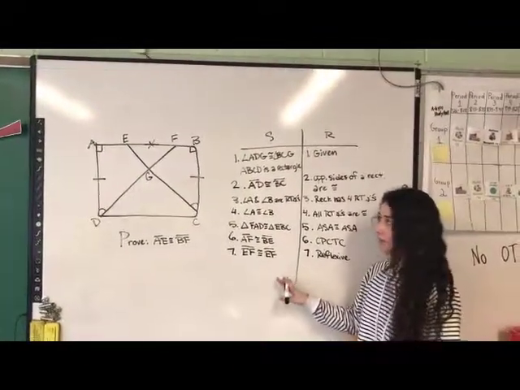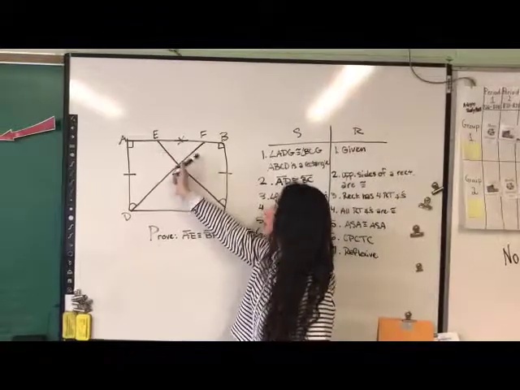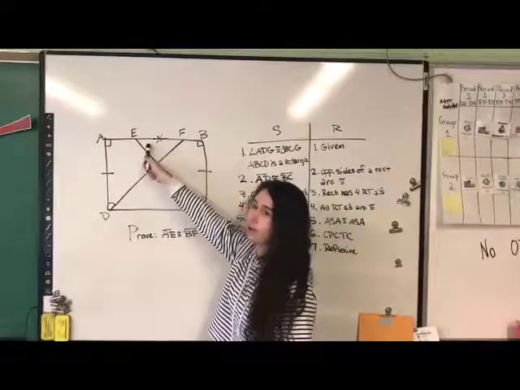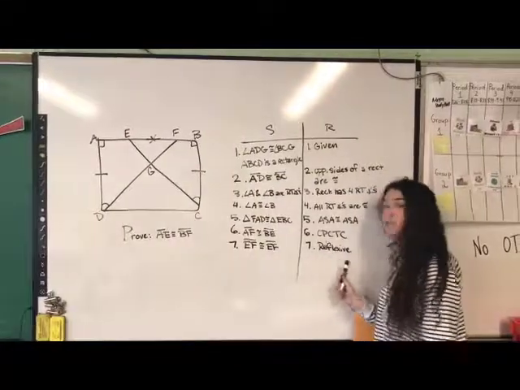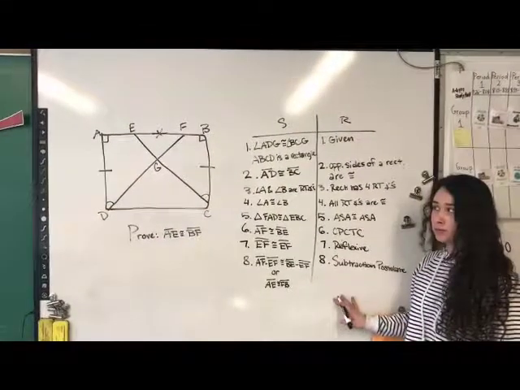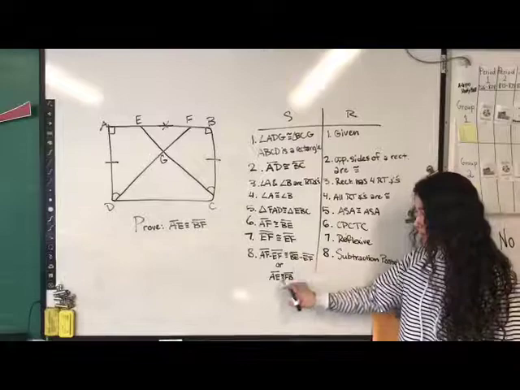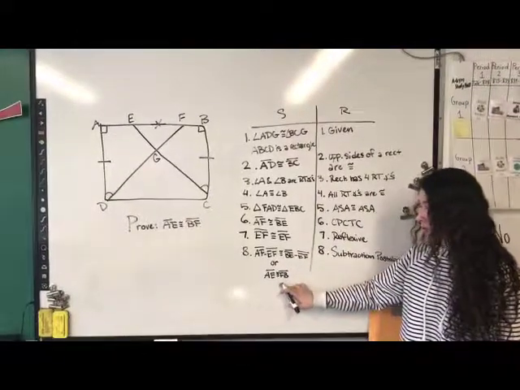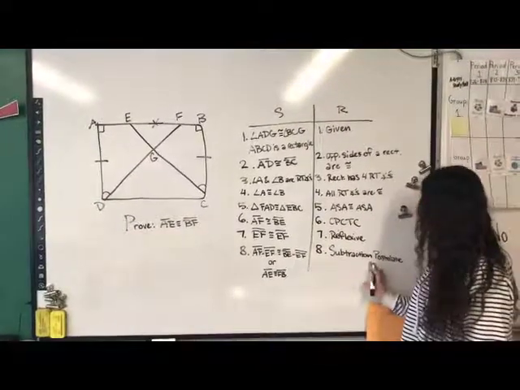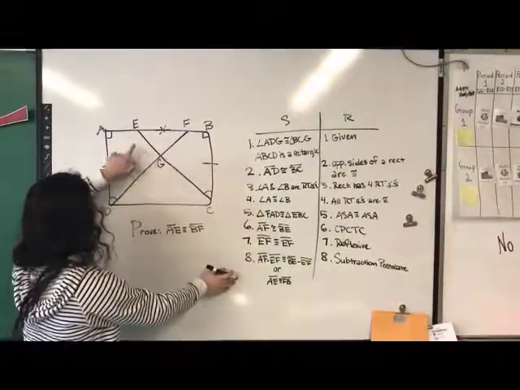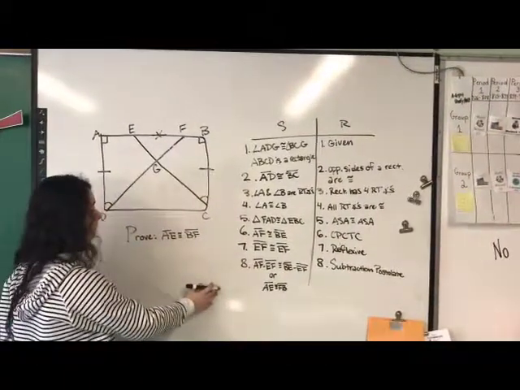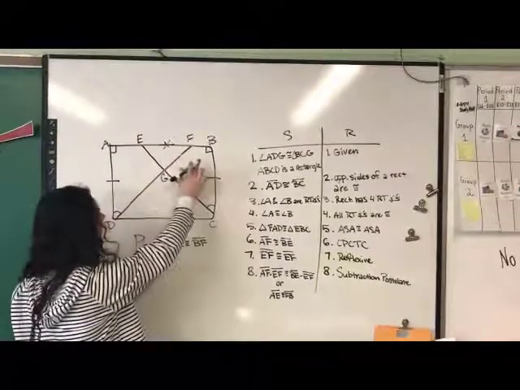So for the 7th step, these 2 triangles share this, EF. So that would make EF equal EF because it's reflexive. For our last step of this proof, we can find AE being congruent to FB using the subtraction postulate because AF minus EF would be congruent to BE minus EF.